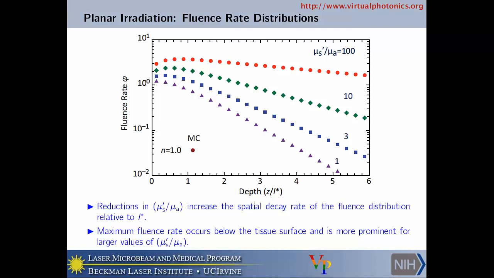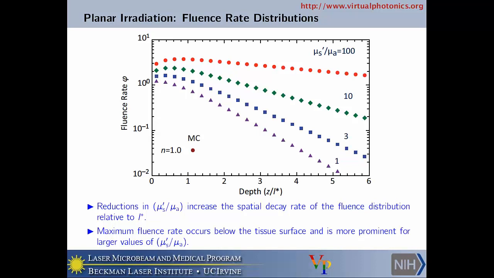Let's first look at planar irradiation. What I'm plotting on the y-axis is the fluence rate relative to the incident fluence rate, which is 1. I'm plotting the depth in a normalized coordinate. I'm actually normalizing the depth relative to the transport mean free path, and basically the reciprocal of mu TR is the transport mean free path. Then I'm looking at this for different ratios of scattering to absorption. So here's a strongly scattering situation, a little less strongly scattering situation, increasing absorption higher and higher.